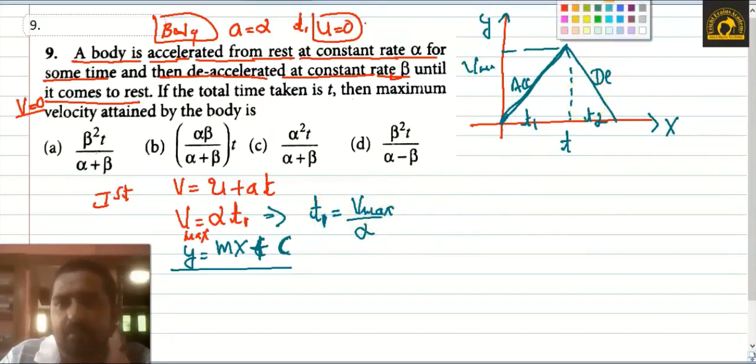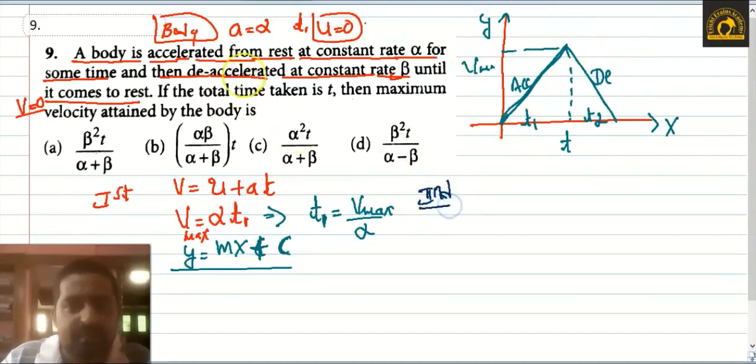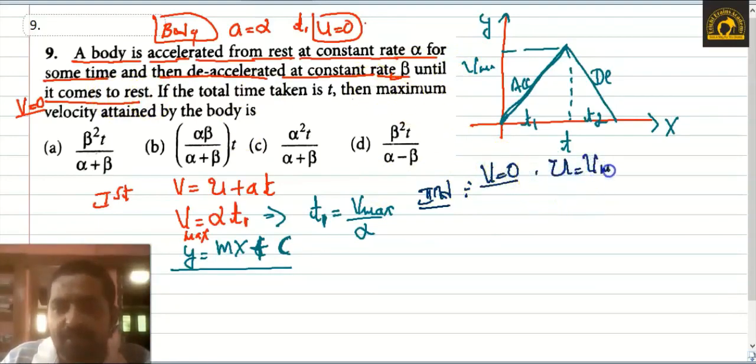Then the second one. So then it is de-accelerated at a constant rate. Okay, the same formula, until it comes to rest. Until it comes to rest means final velocity is how much? 0. So initial velocity is equal to V maximum. Okay, so it is accelerated with alpha, de-accelerated with beta. De-accelerated means the velocity decreases, finally it reaches 0. The final velocity is 0.